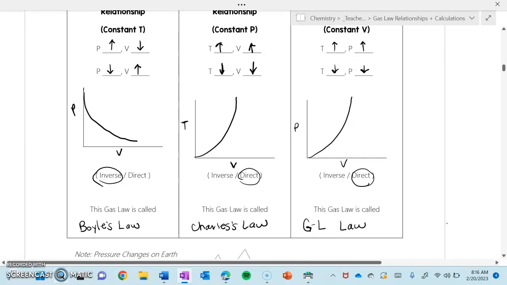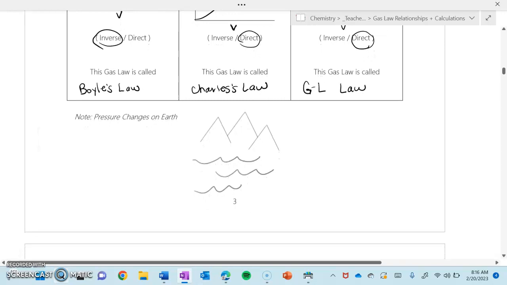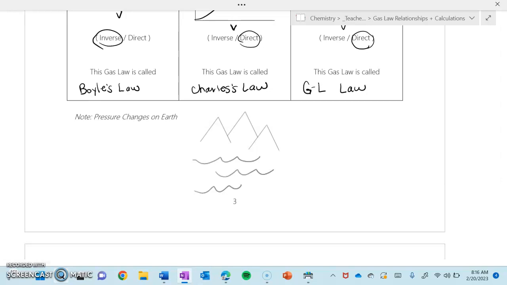their relationships. One more note down here, we have pressure changes on Earth. This will be important for some of the questions that you were asked, because it'll tell you about the altitude or being in the ocean or something like that, and that affects the pressure. So if you ever see altitude changes in a problem, it's referring to pressure changes. Just a note of clarification here, if we are at ground level here, this would be atmospheric pressure.